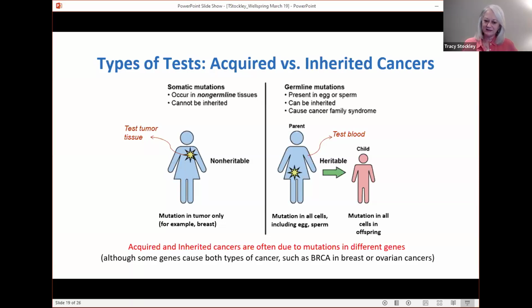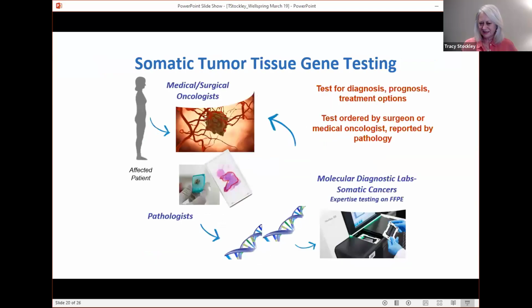The acquired and the inherited cancers are often due to mutations in different genes. For example, lung cancer has a very small inherited component because the genes that are often mutated in acquired lung cancer don't really show up as inherited mutations. But something like breast and ovarian cancer has a much higher rate of being inherited. And so some of the genes that we're looking at in the tumor tissue actually relate over to the inherited side.